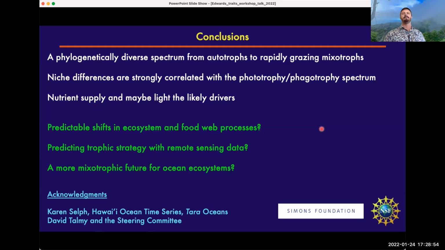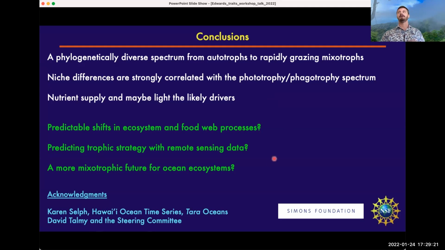Okay, so to sum up, we've got this phylogenetically diverse group of small phytoplankton, and they seem to be largely organized along this spectrum from autotrophs to slow grazing mixotrophs to intermediate and fast grazing mixotrophs. And that's strongly correlated with where they tend to be most abundant, with their niches. And I think nutrient supply, maybe light, are the most likely drivers of that.